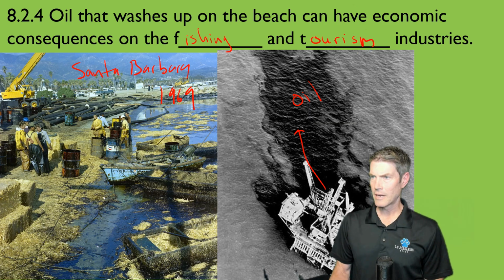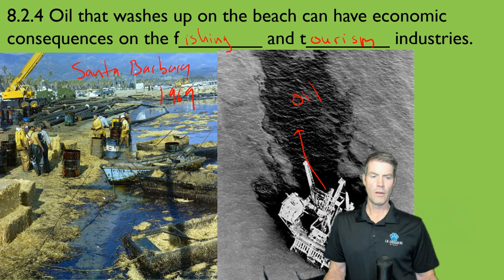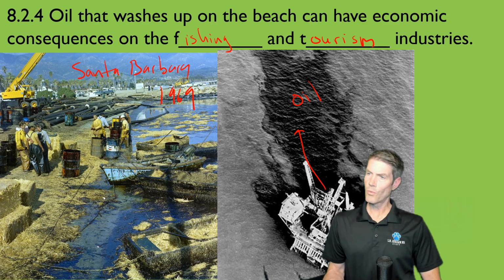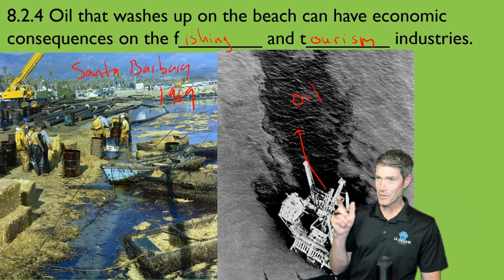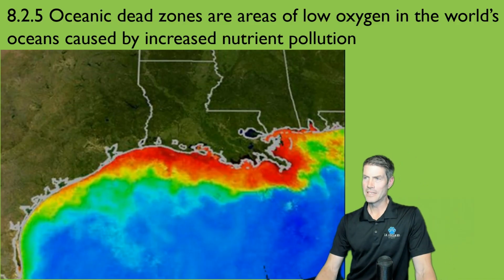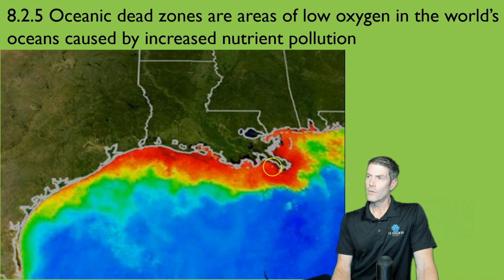Santa Barbara is kind of thought of as a huge tourist town, and it's a beautiful spot. And when you have oil everywhere, it definitely decreases people wanting to go visit. You can get these oceanic dead zones, like you see.